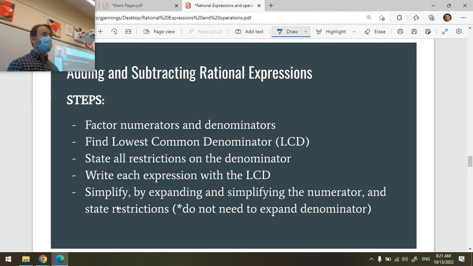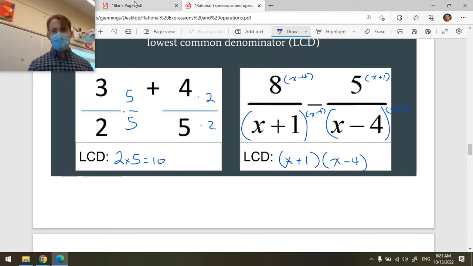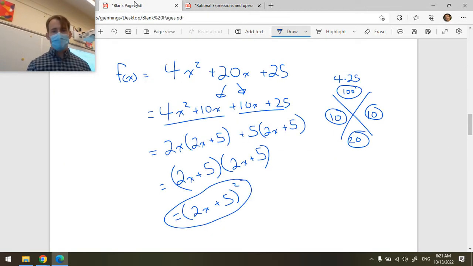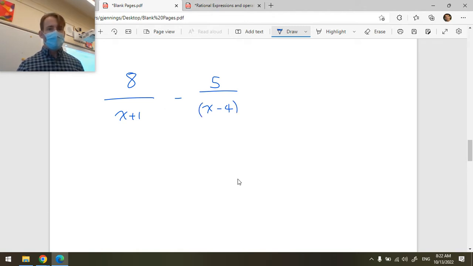Ella? What was the answer to the last one? I'm going to need some blank paper to do that on. Let's see. So 8 over x plus 1 minus 5 over x minus 4. So let's write it out. I kind of regret that there's not enough space on there to do it. So we bracket these. You're going to multiply here x minus 4 on the bottom and on the top. You're going to multiply here x plus 1 on top and bottom.